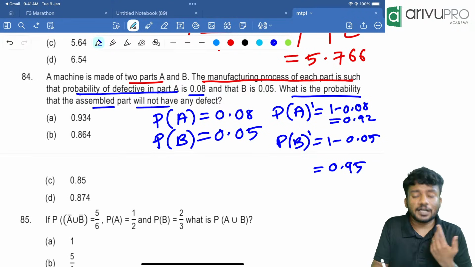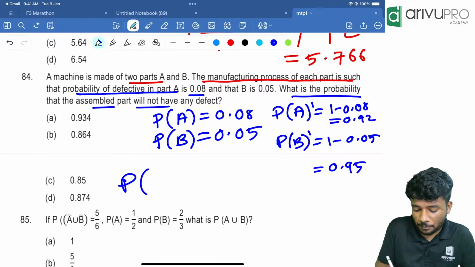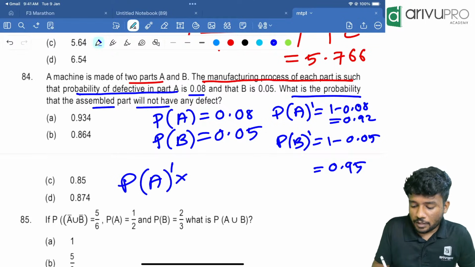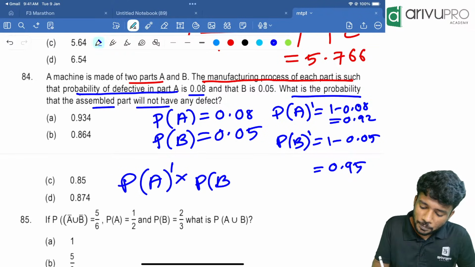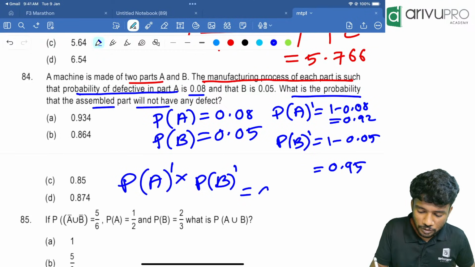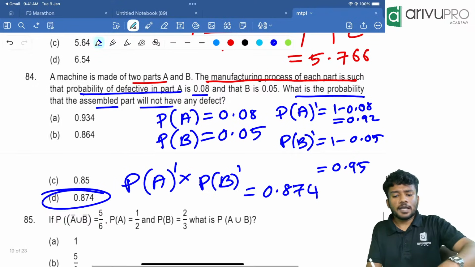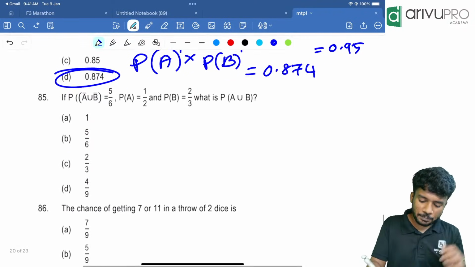Now we need to find the assembled. When both of them are assembled together, what is the easiest way? P of A complement into P of B complement. How much is the answer? 0.92 into 0.95, which is equal to 0.874. Option D is your answer. Next question, people.